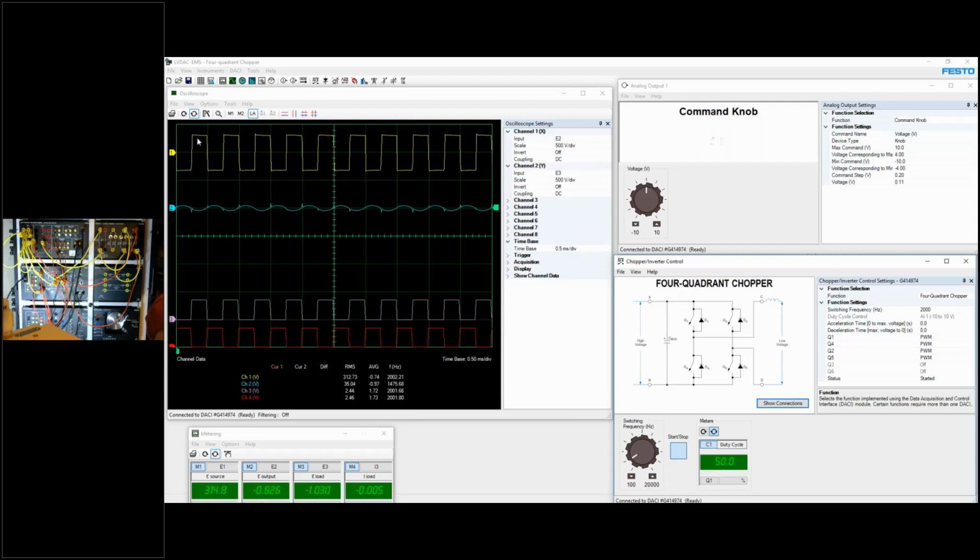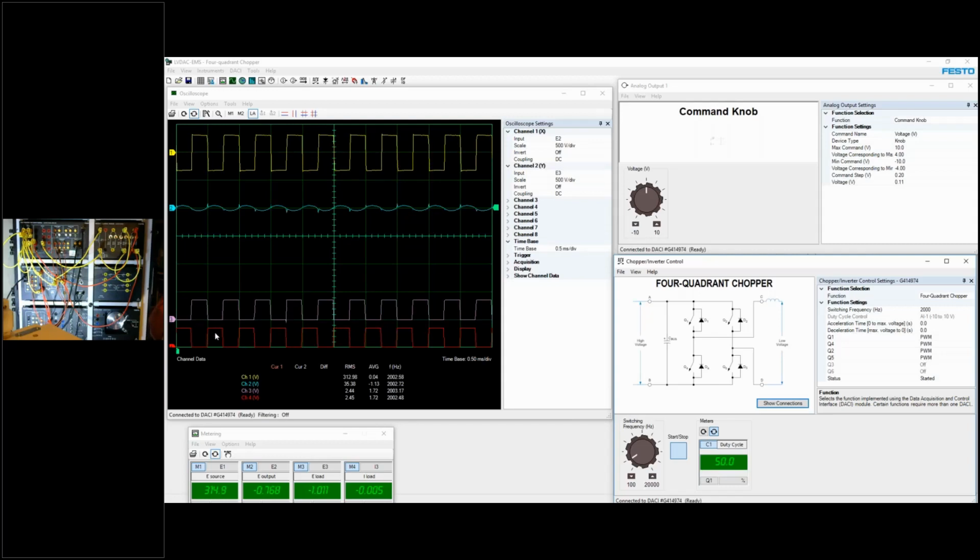So the first signal you see here is the E2 signal. So it's the voltage at the output of the 4-quadrant chopper. As you can see, it is half of the time on, half of the time off. So half of the time positive, half of the time negative. Do you see the scale here? 500 volt per division. So half of the time 300 volt, half of the time -300 volt, for an average voltage of 0, as you can see in E2 here, which is the voltage at the output.